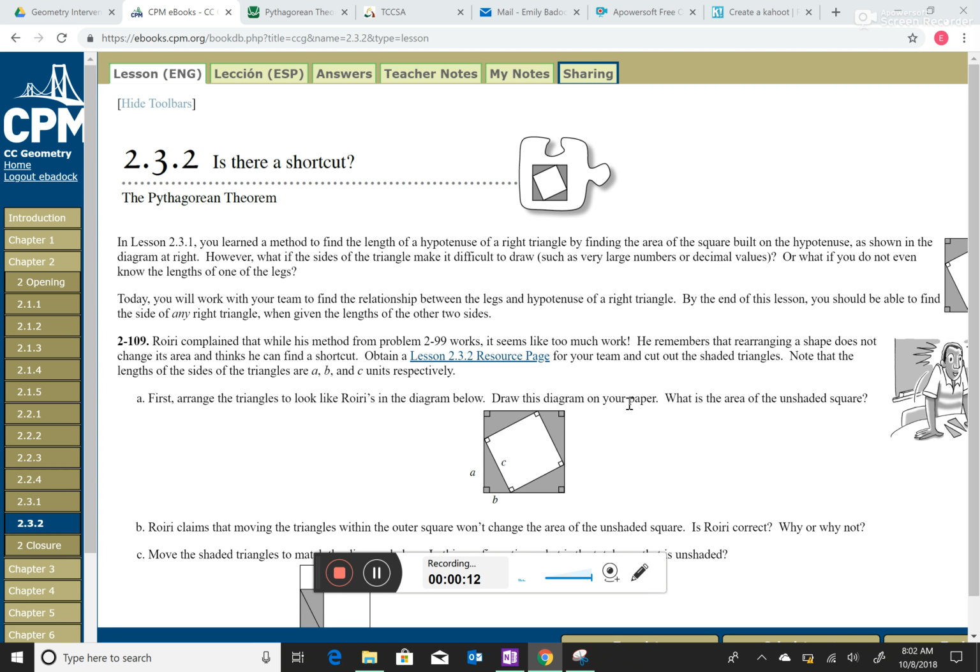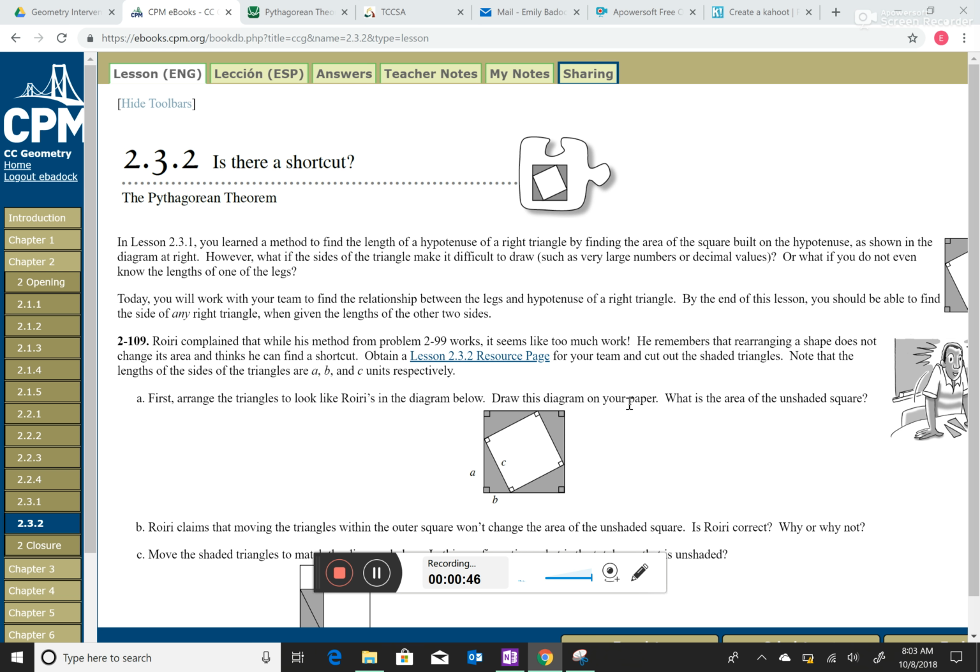So this is your video for 2.3.2, which talks about the Pythagorean theorem. Like I said, we're going to take 2 days to develop the idea of the Pythagorean theorem, practice it, and understand it. Yesterday was the first official day. You guys were figuring out the long way to use the Pythagorean theorem. So that's why this section is literally called Is There a Shortcut? And it's called the Pythagorean theorem. Yes, there's a shortcut.